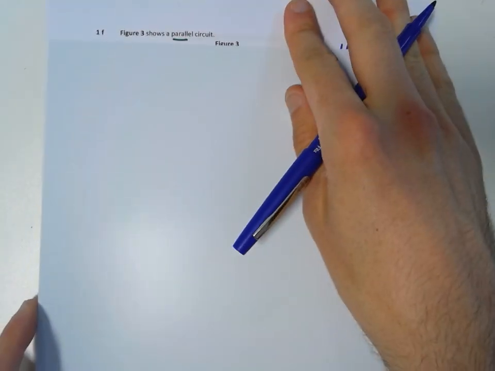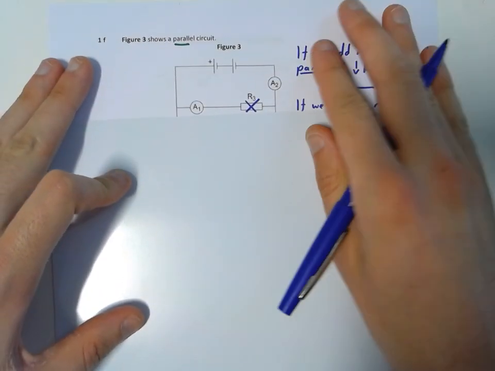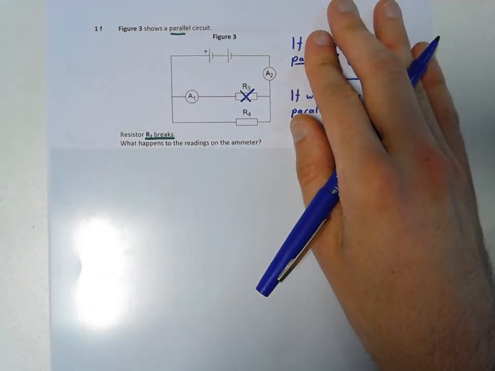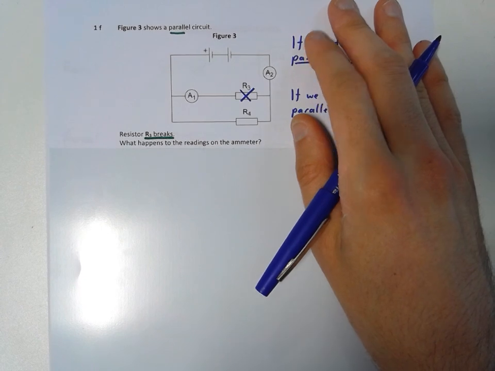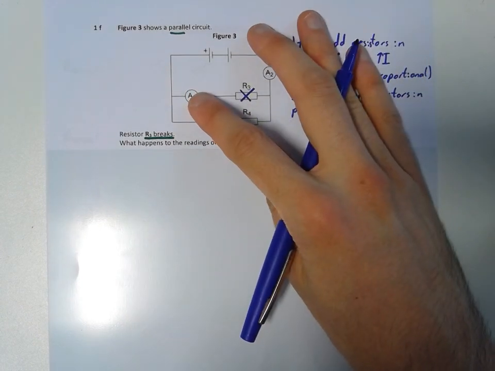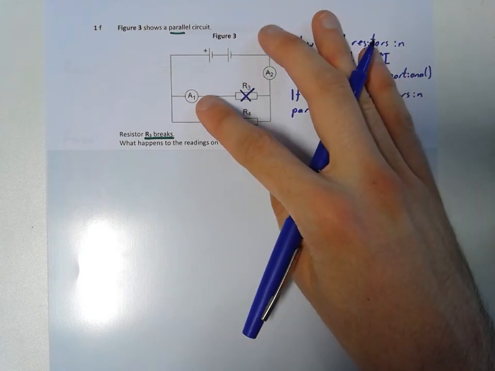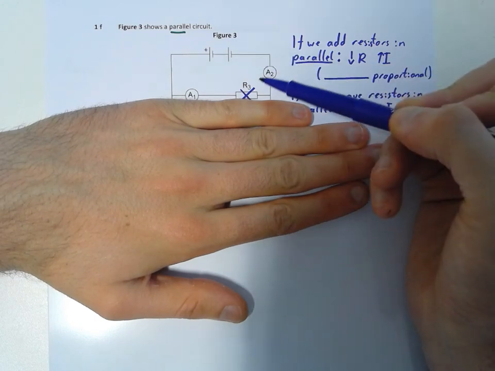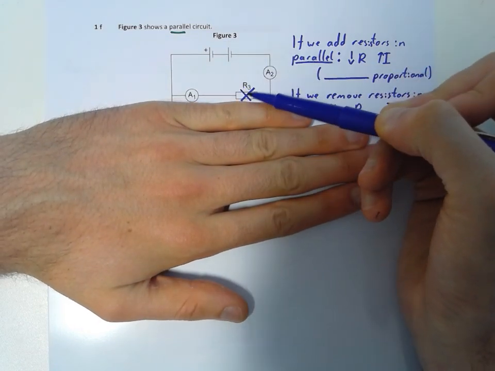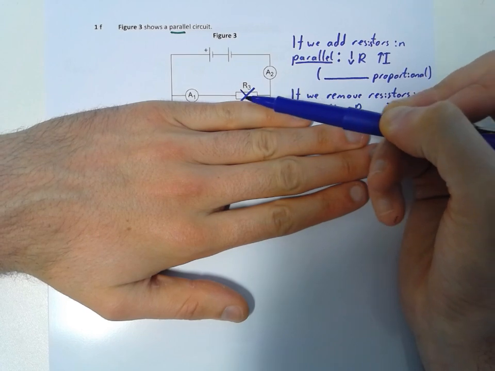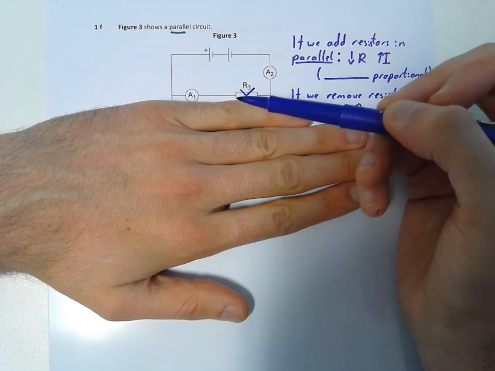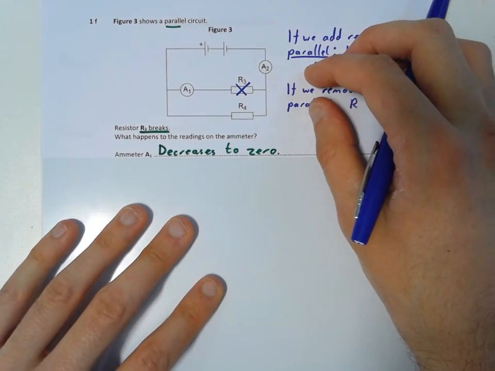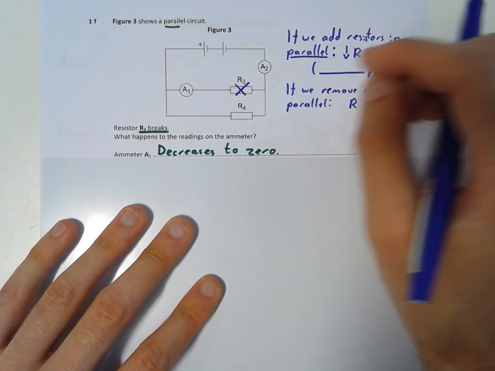Okay, 1F. Figure 3 shows a parallel circuit. In this one, R3 breaks. What happens to the readings on the ammeter? They're going to be asking about A2 and A1. Now with A1, we can think it's very similar to our series circuit. If I cover up this part here, and we've just got one loop going around here, if this breaks, I've got a gap, and therefore current cannot flow down this branch. So on A1, we're not going to have any current flowing through that ammeter. So we could say that the reading would decrease to 0 again, be 0 amps.